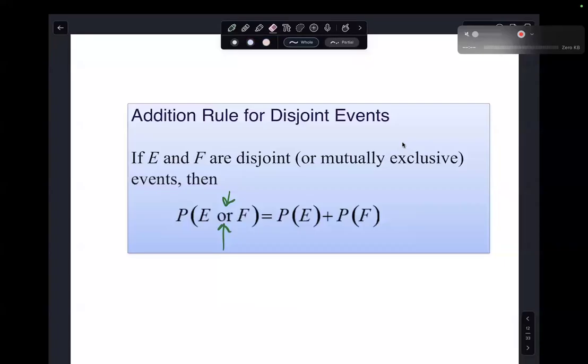Like, for example, in that last one, the probability of rolling a 7 was 6 out of 36, and the probability of rolling a 2 was 1 out of 36. So if I added those together, the probability of rolling a 2 or a 7 would be 7 out of 36. When they're mutually exclusive, it's super simple: just add them together.